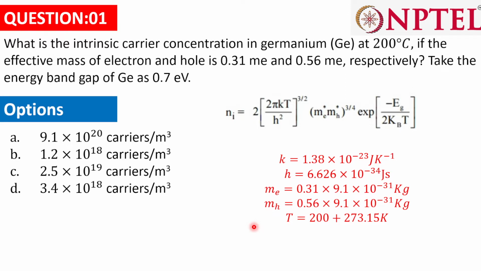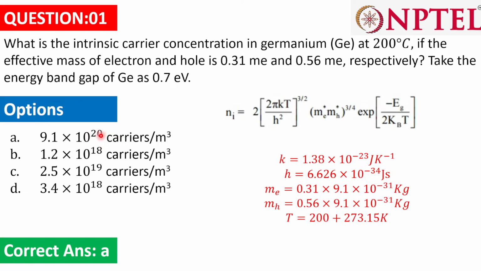Okay, then I am showing you the answer. If you are not solving right now, you can solve it later, but this is the formula which you have to use. The answer is 9.1 into 10 raised to 20 carriers per meter cube. You can check your answer with this, and if you have any difficulty, you can ask in the discussion forum, or on YouTube. I am uploading these videos on YouTube, and you can comment below the video and I'll give you some solution. Is it fine? Yes, sir. Okay.